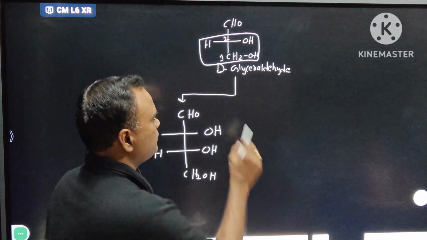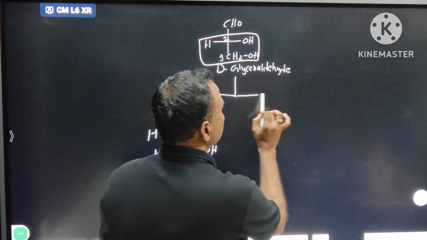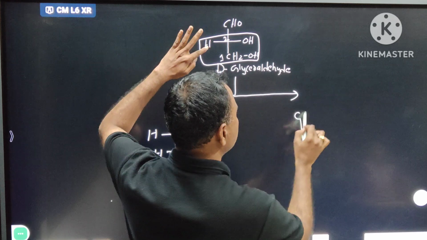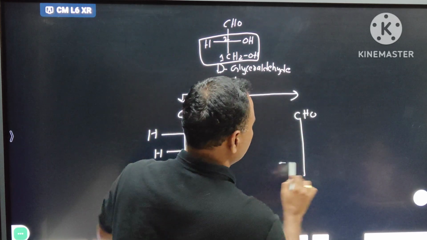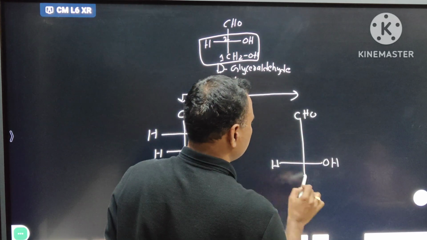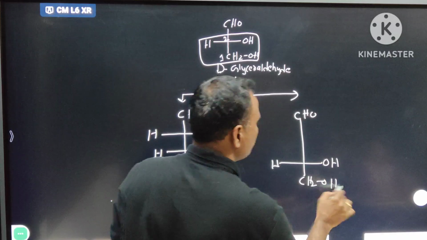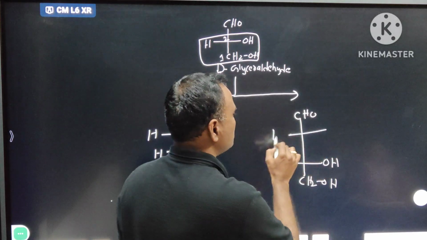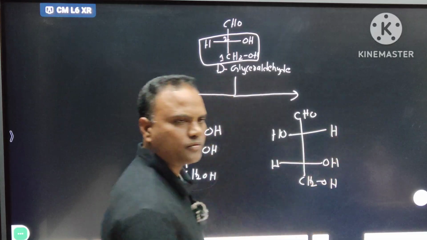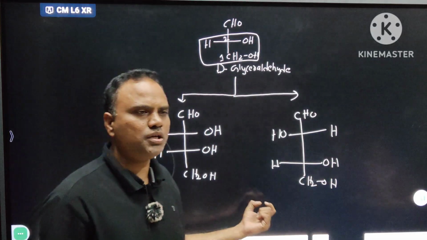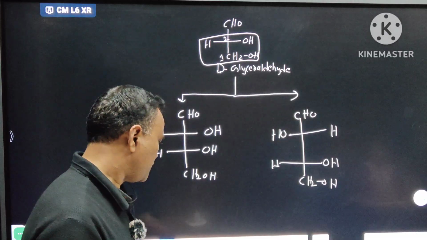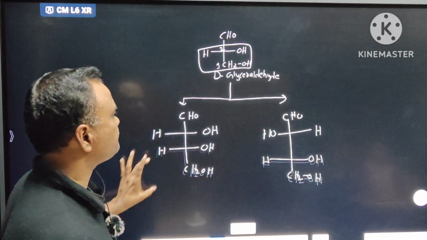Next, go right. Write this structure as it is: CHO, and the bottom part is common. We went right, so put OH on the left. These are 4-carbon carbohydrates, monosaccharides, aldoses. Let us give the names for them.